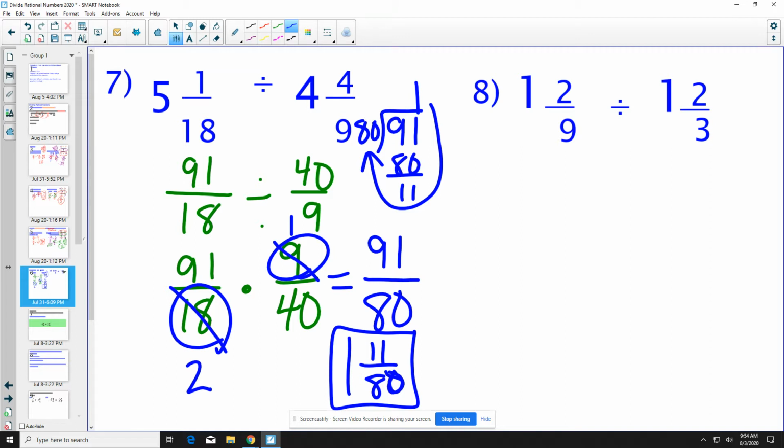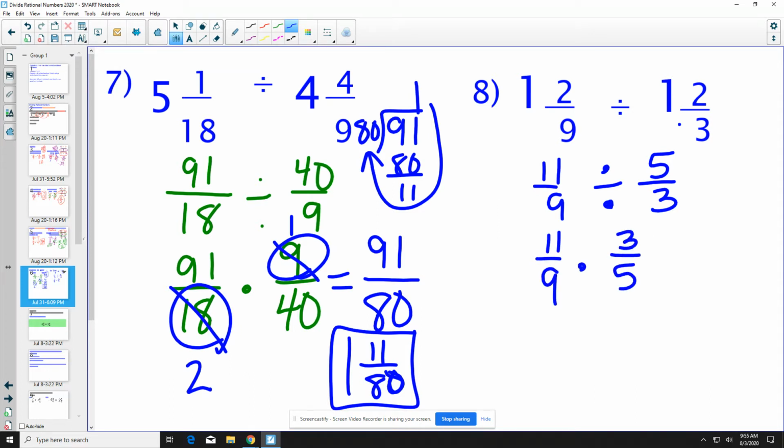All right, let's check this out. So see if you did 1 times 9 plus 2. See if you had 11/9 divided by 1 times 3 is 3 plus 2, 5/3. Now see if you did keep, change, flip and made 11/9 times 3/5. Looking for cancellation, you can cancel the 3 and the 9. So you're going to cross out the 9. How many 3s go into 9? 3. How many 3s go into 3? 1. I think that's it. We've got a positive times a positive, so our answer is going to be positive 11/15.